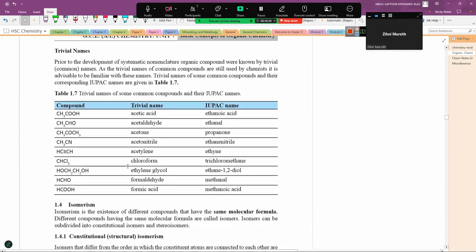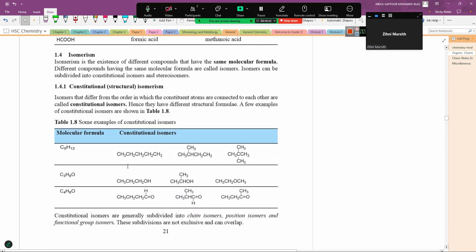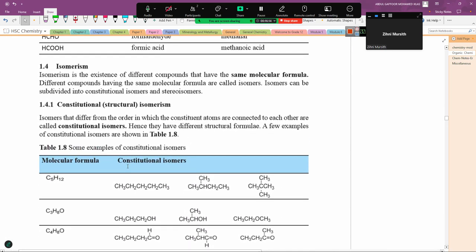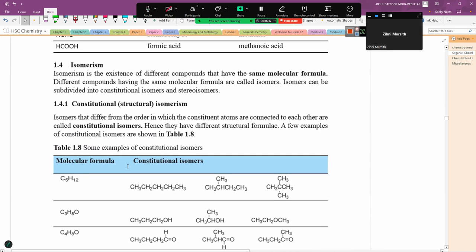Okay, so this is going to be isomerism, the new topic. Isomerism means that for a particular molecular formula, we will have different structures. The simple idea is that the chemical formula is the same, but they have different structures.